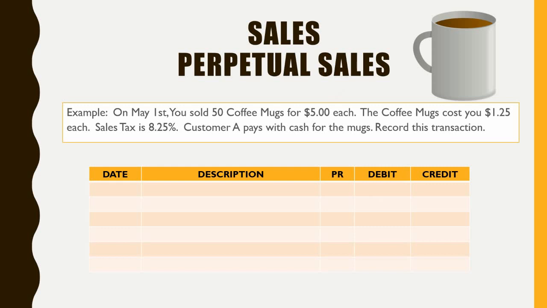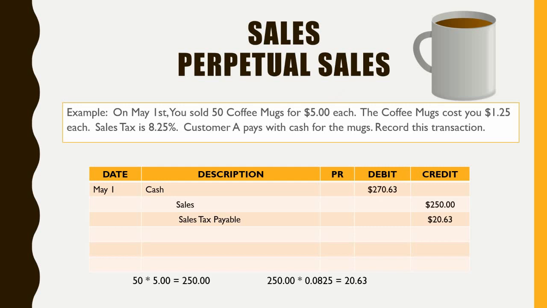Cash is your first line, and then a sales line, and a line for sales tax. Good. All right, so let's do the calculations. What's my total sales going to be? 250. How much is the tax going to be? $20.63. Good. That gives me a grand total cash to be received of $270.63. So there we record the sales.